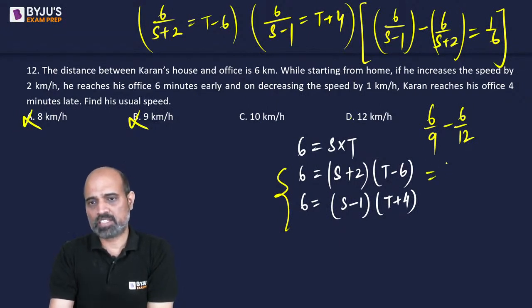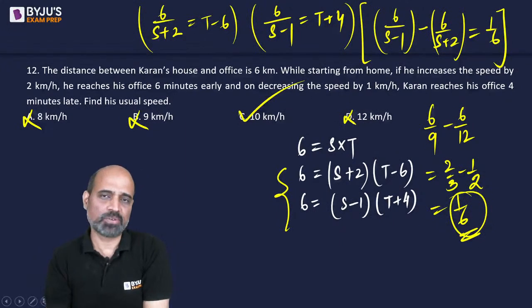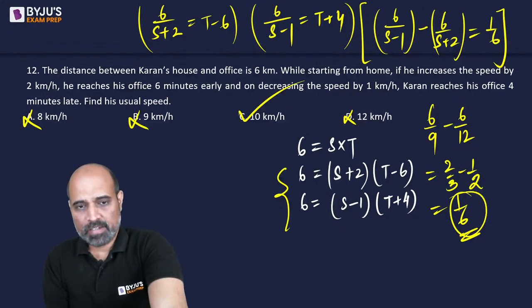तो इसको चेक कर लेते हैं. This is 2/3 minus half. So this is going to result in 1/6. So 10th ऐसे भी था. मेरा शक भी था कि सही होना चाहिए, right?